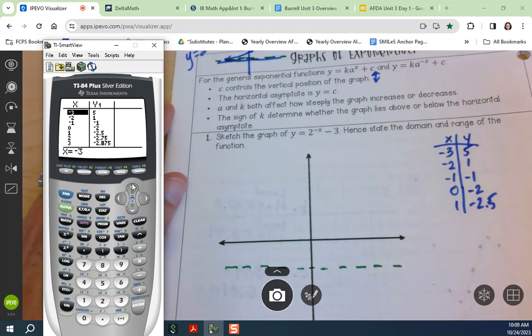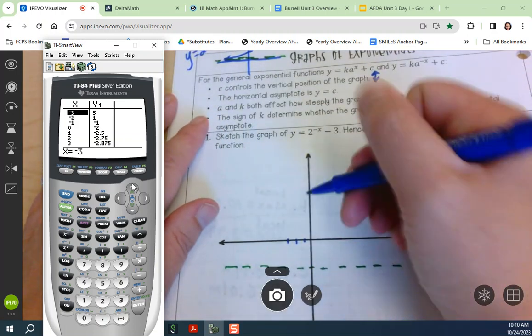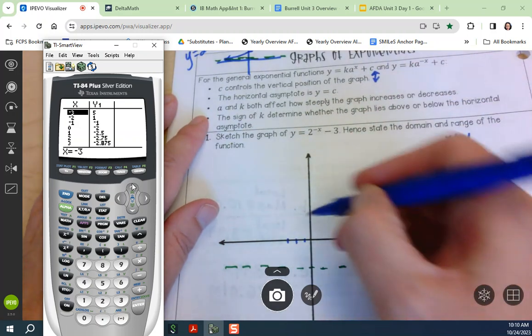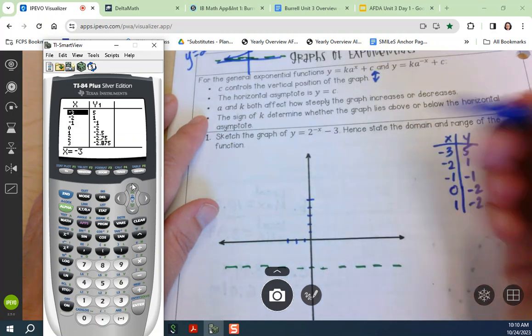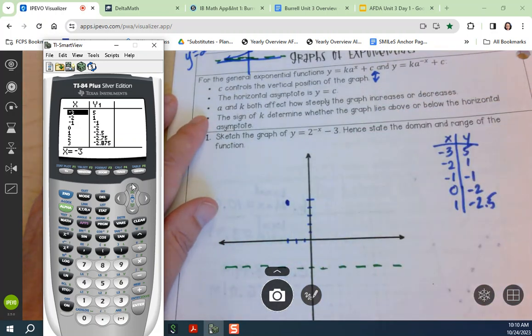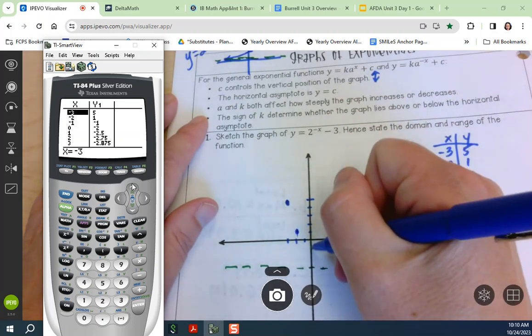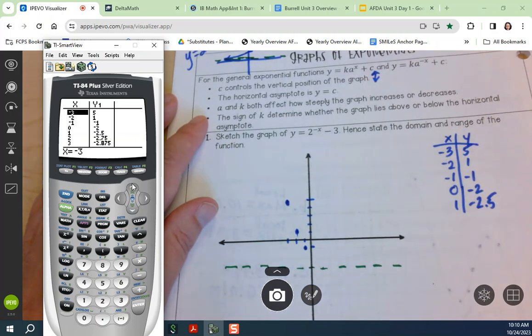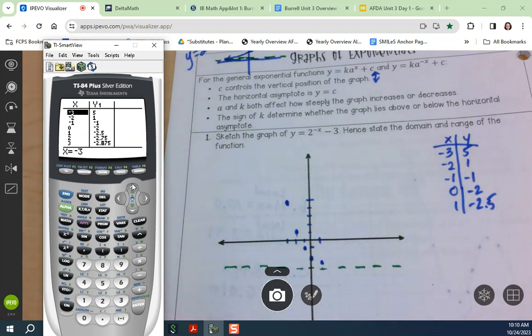Oh boy, this is really hard on my eyes. 1, 2, 3. 1, 2, 3, 4, 5. Okay, I think that's right. And then negative 2, 1. Okay, and then you'll just sketch it in.